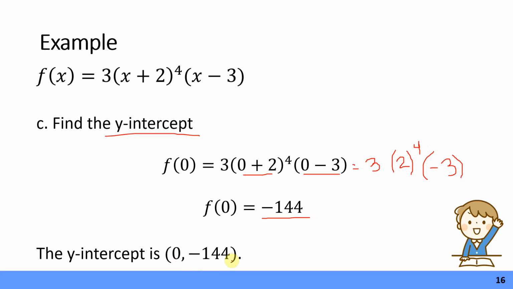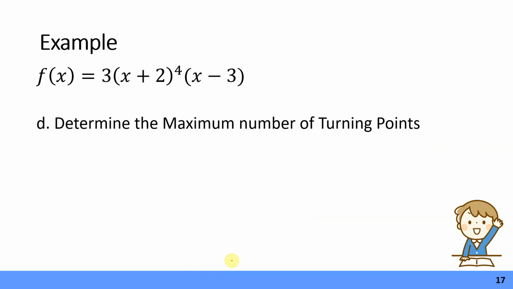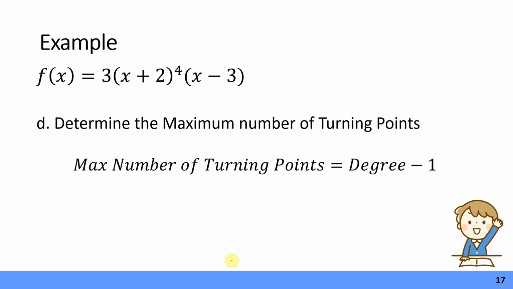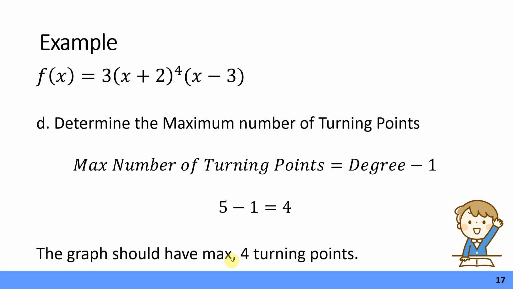All right, for part D, we have to determine the maximum number of turning points. Now, if you remember from the second or third slide, don't let it scare you. Remember, we use the formula. It's just the degree minus 1. So the degree for this problem was 5. 5 minus 1 is 4, so that means I have a maximum of 4 turning points. So the graph should have at most 4 turning points. Okay, I think that was pretty simple also.